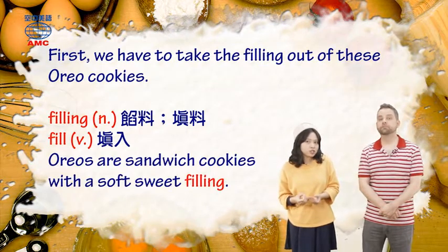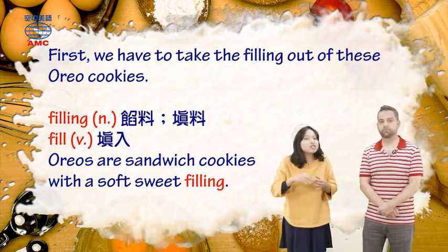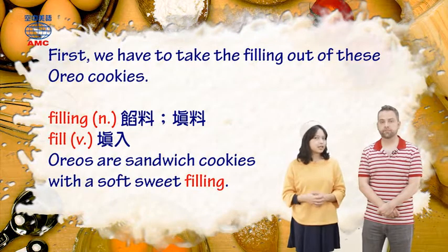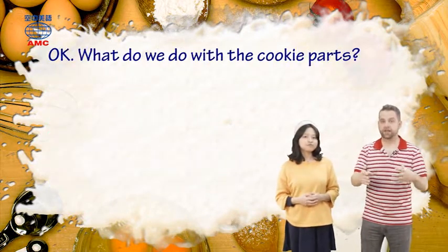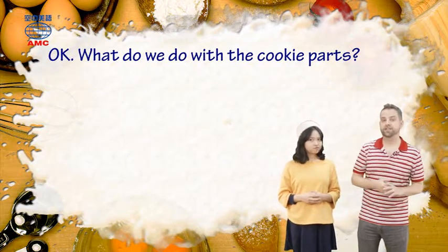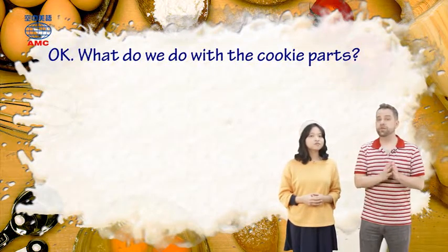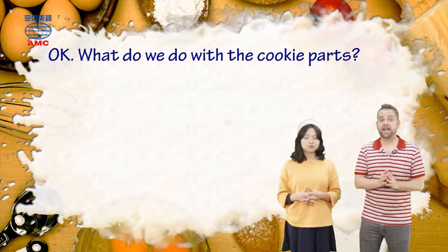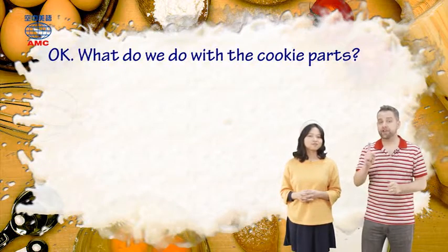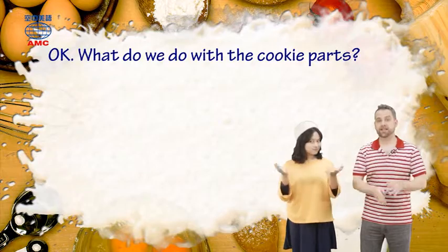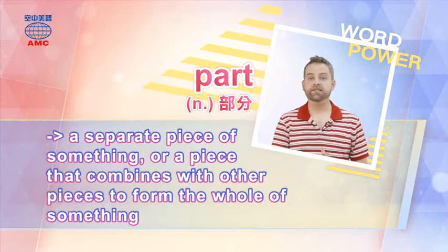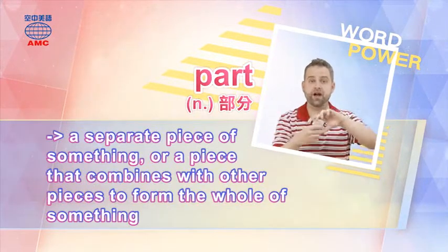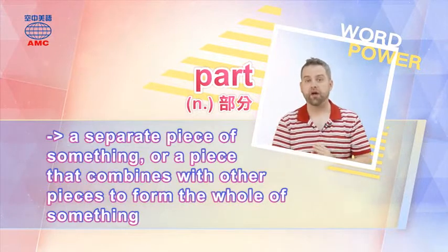you can say Oreos are sandwich cookies with a soft, sweet filling. Oreo 是一种有着软软甜甜内馅的三明治饼干。So Andrew says, okay, so he's going to start doing that, taking the white stuff out. He then asks, what do we do with the cookie parts? So here he just used the noun part, P-A-R-T, part, which is our first word power word for the day. Let's take a look. So a part means a separate piece of something or a piece that combines with other pieces to form the whole of something.